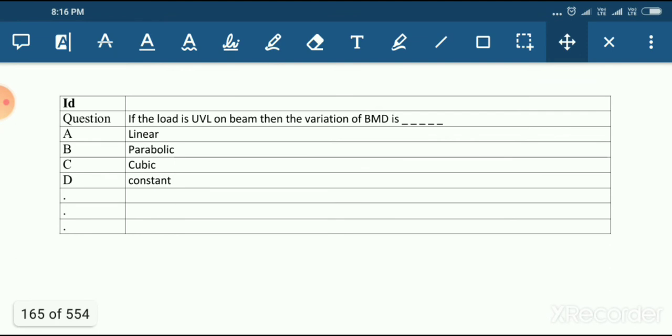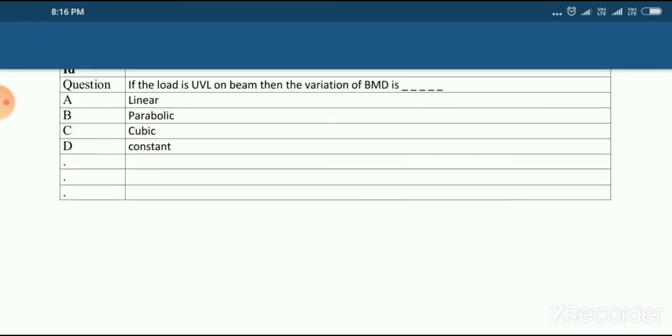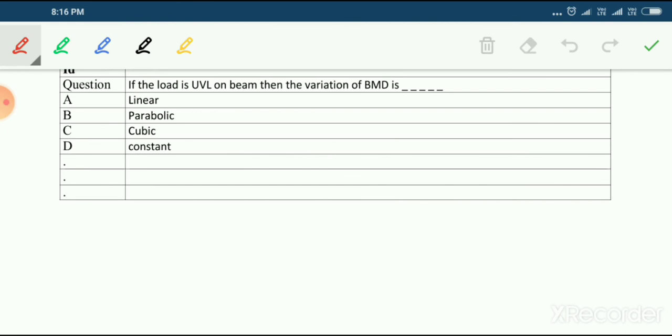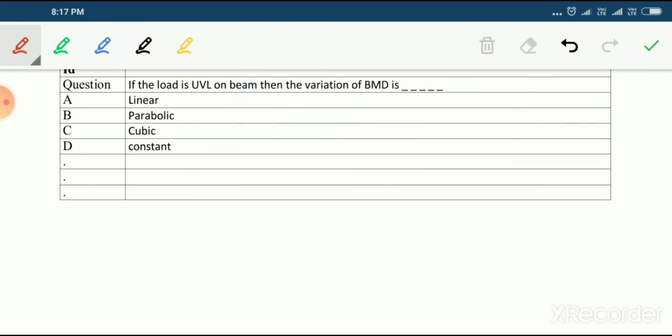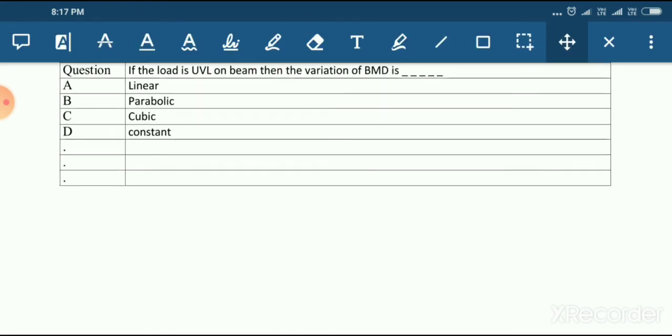If the load is UVL on the beam, then the variation of BMD, I just explained. That will be linear, no. Parabolic, no. Cubic, yes, this is the correct answer. Constant, no. So C is the correct answer for this question. Okay, we'll move to the next question now.